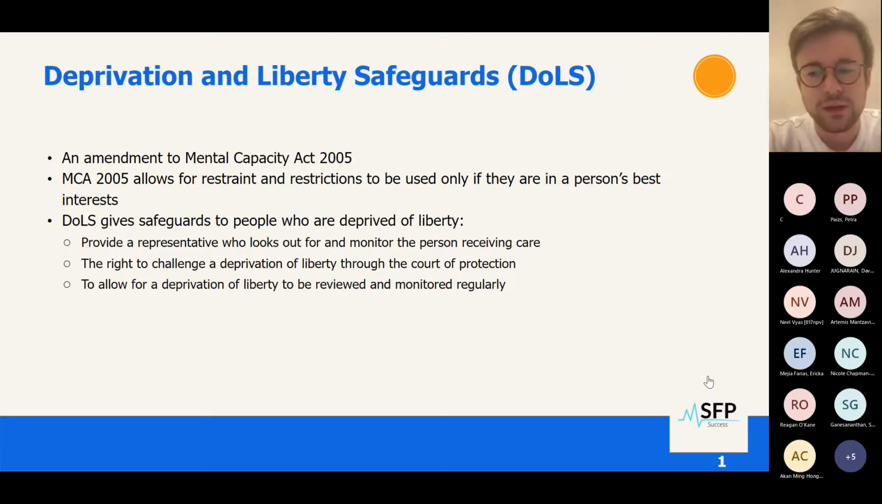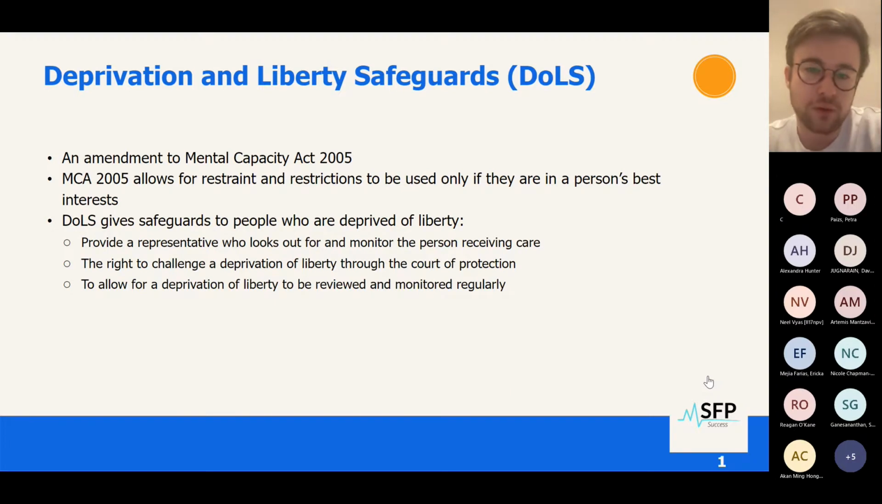The next bit, I just want to talk a little bit about DoLS. I think this is something which I always found a little bit confusing, but it's essentially an amendment that was made to the Mental Capacity Act 2005. The Mental Capacity Act allows for restraint and restrictions to be placed on someone if they lack capacity and you need to act in their best interests. And this is called a deprivation of liberty, where you're able to enact this if they're kept on a locked ward or a locked room. They're not free to go anywhere without permission or close supervision, and they're continuously supervised.